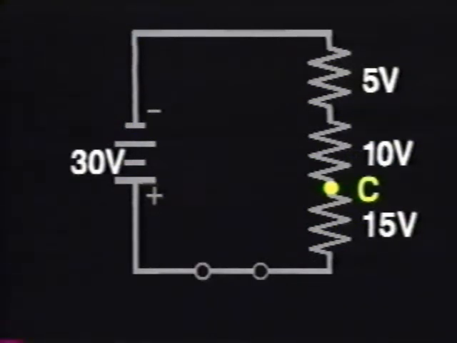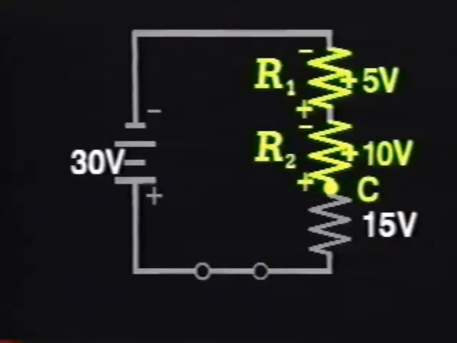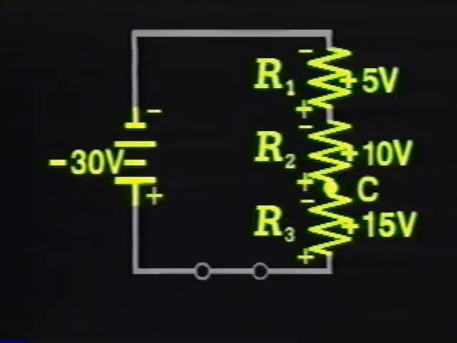This time, start at point C and move counterclockwise around the loop. Be careful, the polarities will change. First, you'll have plus 10 volts across R2, plus 5 volts across R1, minus 30 volts across the supply, and plus 15 volts across R3. Once again, according to Kirchhoff's voltage law, plus 10 plus 5 minus 30 plus 15 equals 0.